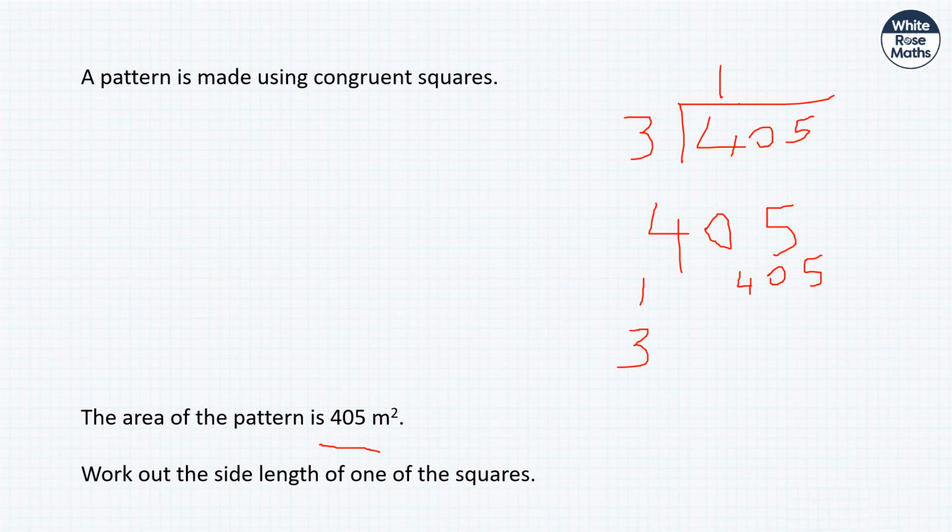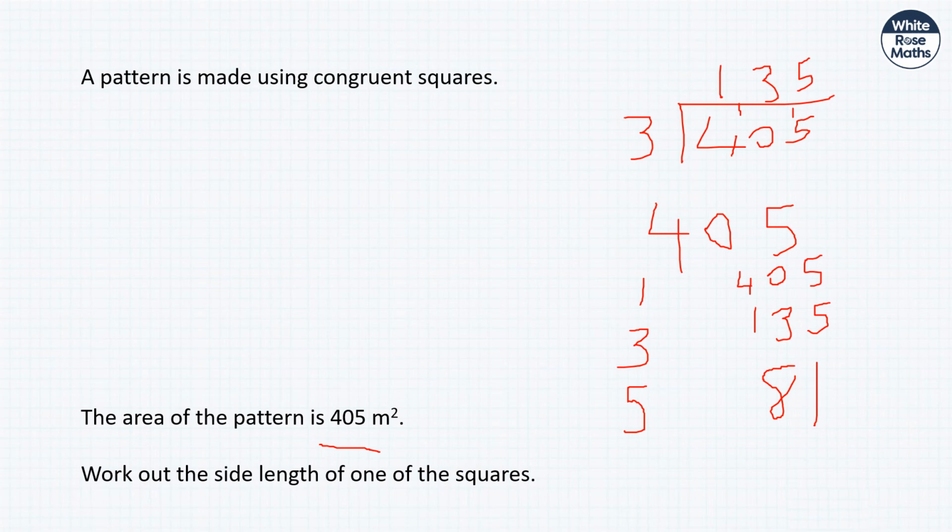3 into 4 goes once, 1 left over. 3 into 10 goes 3 times with 1 left over. 3 into 15 goes 5 times. Okay, so it'll be 135. 5 goes into it 81 times.